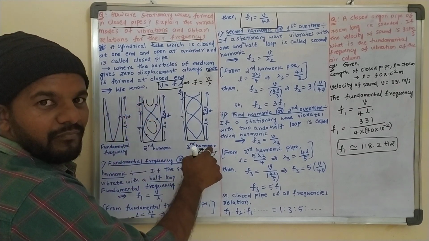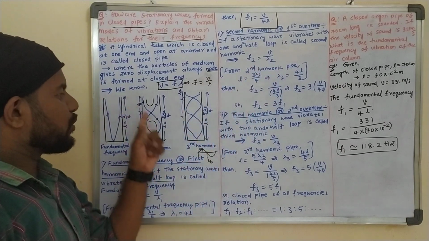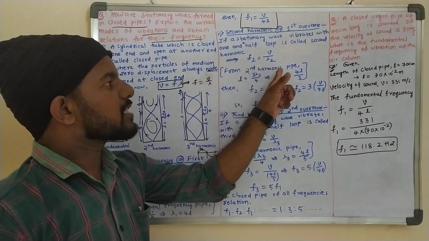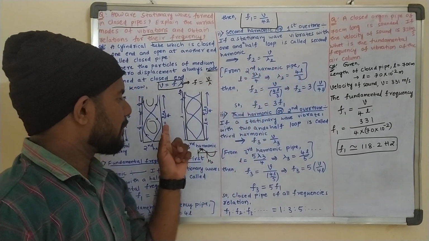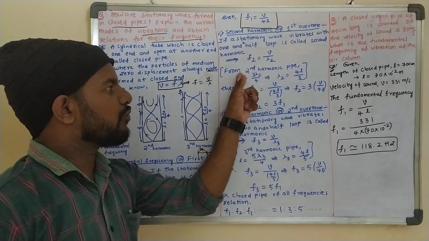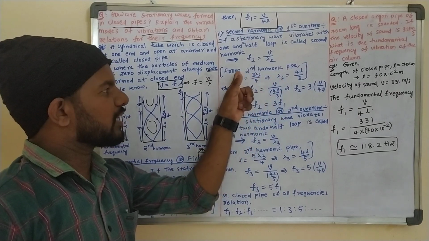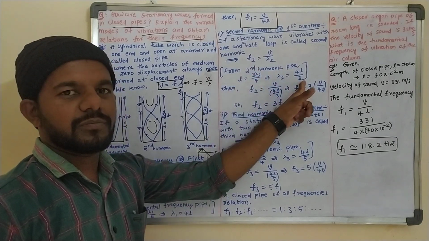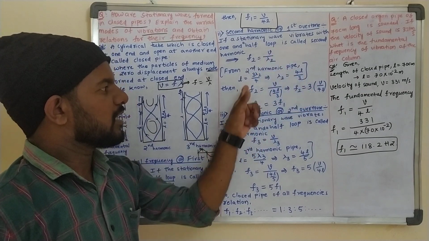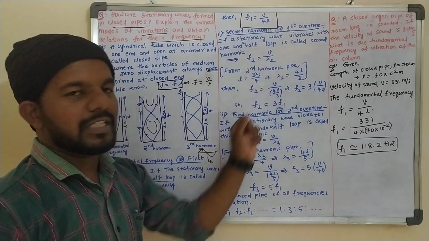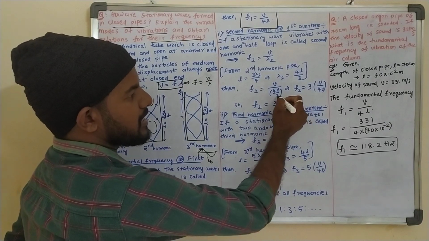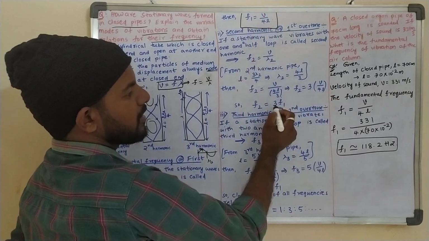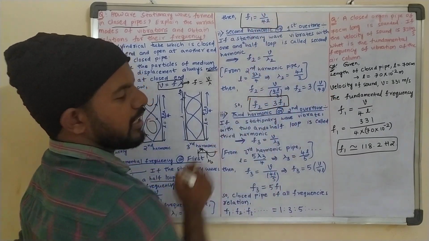Just like here, we are adding these two, then we get 3 lambda by 4. That 3 lambda by 4 I am taking from the second harmonic pipe. L is equal to 3 lambda by 4, so lambda is equal to 4L by 3. The 4 here is dividing; if you take it to this side it is multiplying, and the 3 here is multiplying; if you take it to this side it is division. Substituting here, F2 is equal to V by 4L by 3. If you take the 3 upwards, it is 3V by L. V by 4L is nothing but F1, so F2 is equal to 3F1.